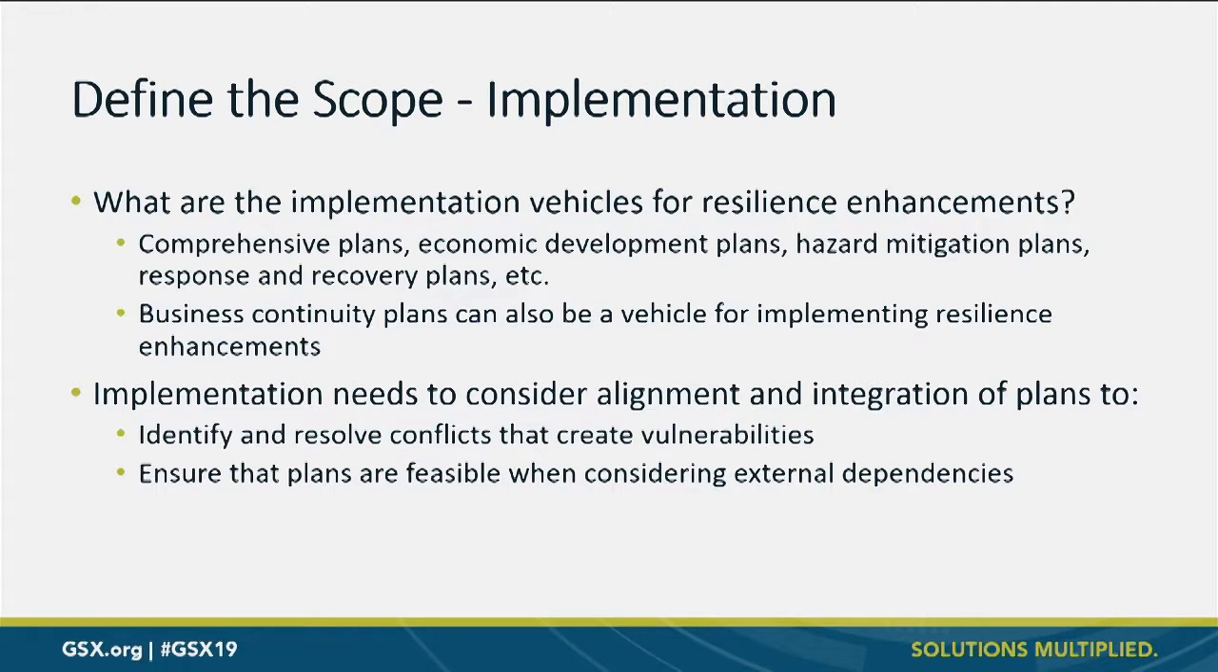Implementation also needs to consider alignment and integration of plans to identify and resolve conflicts that create vulnerabilities. I think, Justin, you may talk some about this in your presentation. And you also need to ensure that plans are feasible when you're considering external dependencies. So are those plans going to work? Are you able to have the impact or the effect on those externalities that will help you make your plan operable?